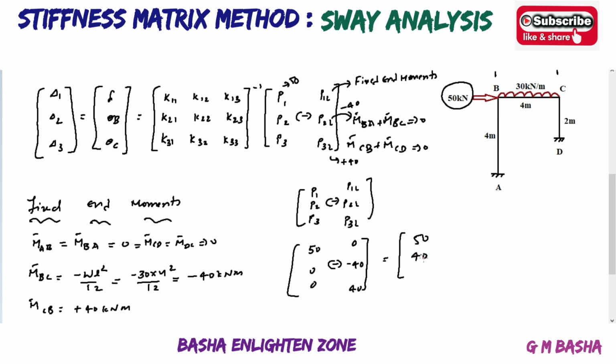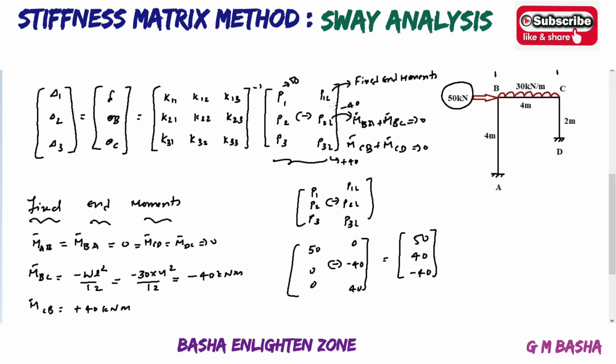50 plus 40 minus into minus plus, and again minus 40. So these are the total forces. So this entire part will be for 50, 40 and minus 40. So this is the way we have to find the forces on that particular frame.